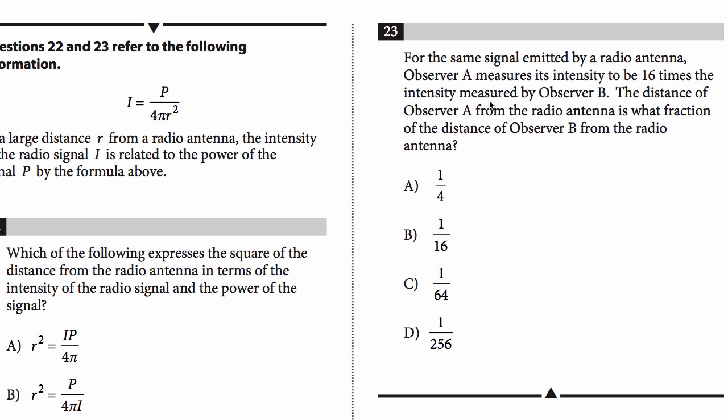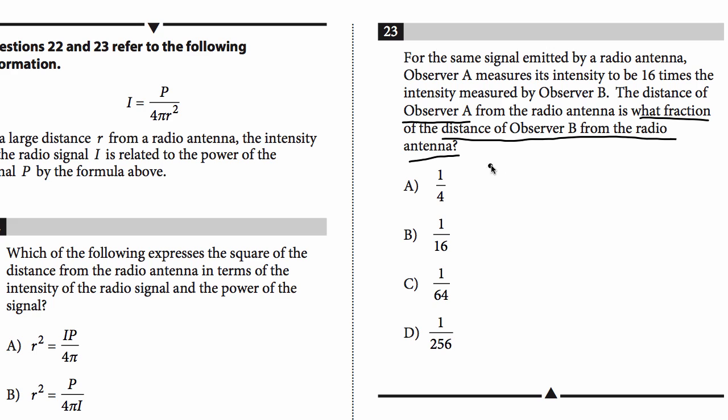All right, so now on to number 23. It says, for the same signal emitted by a radio antenna, observer A measures its intensity to be 16 times the intensity measured by observer B. The distance of observer A from the radio antenna is what fraction of the distance of observer B from the radio antenna? So I'll just read that last part: the distance of observer A from the radio antenna is what fraction of the distance from observer B? So basically they're asking how much closer observer A is.